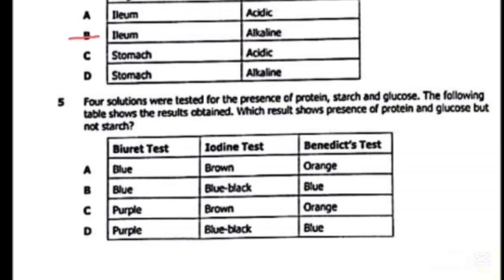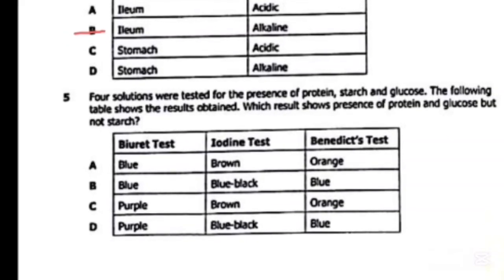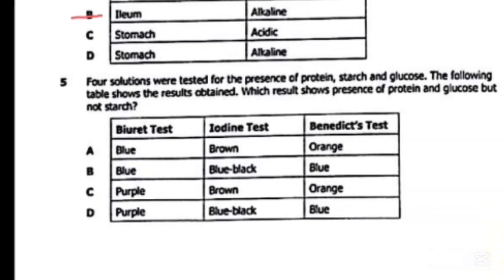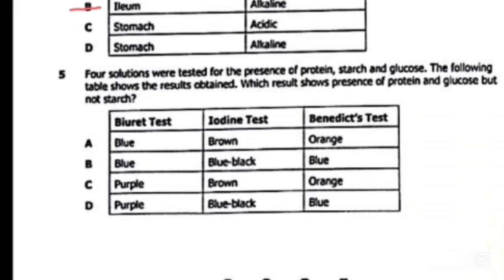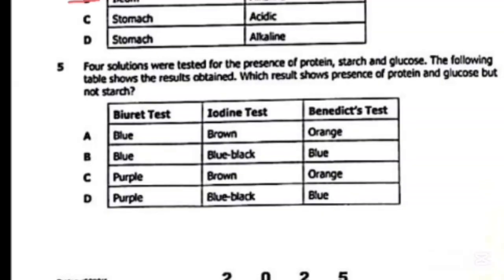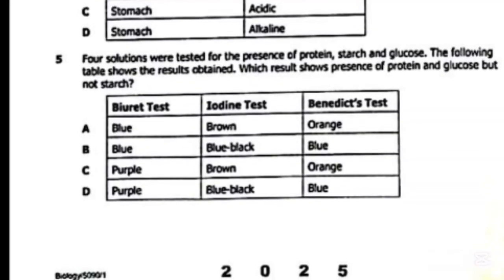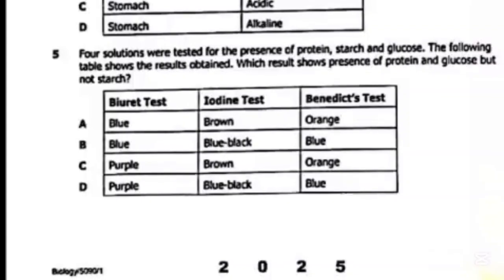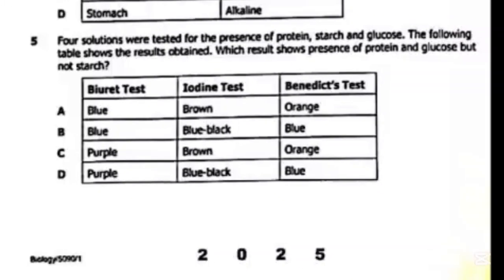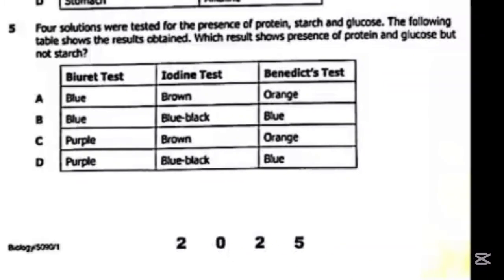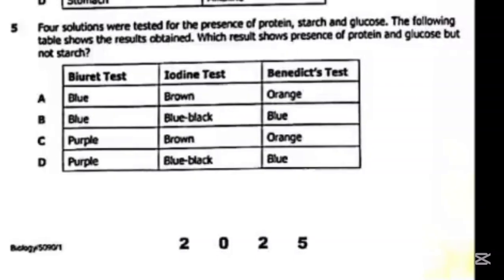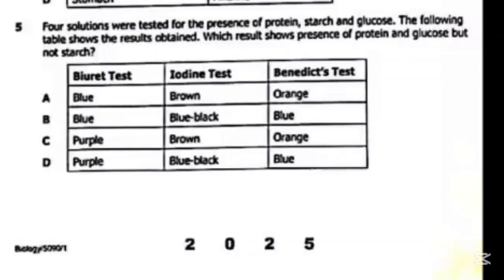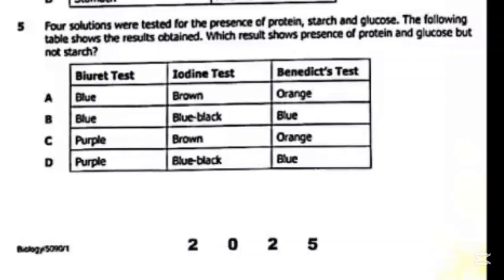Whenever we are testing for the presence of proteins, we use the Biuret test, and the Benedict test is for glucose. So you have to know all these tests. I think there is a video on my channel where I've explained all the types of tests which involve starch, proteins, glucose, lipids, and the others.